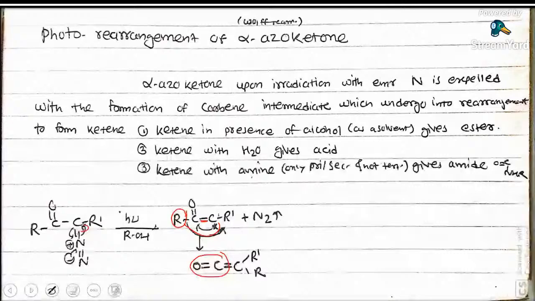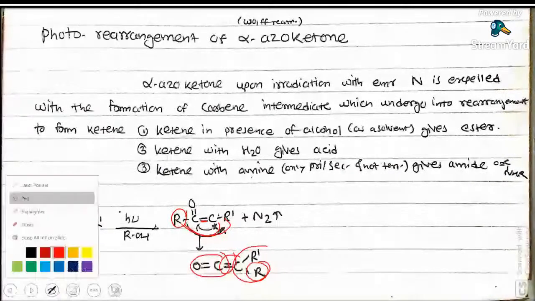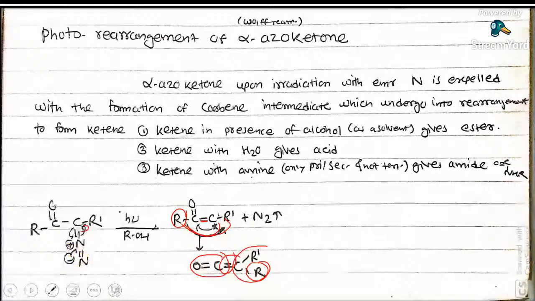So as a result, they have written double bond, and then the next step will be the R group will move towards the carbon. So for that, R group has been moved towards the carbon. So in this way, there occurs the generation of ketene. Now, after the generation of ketene, it has three possibilities, three ways to react.